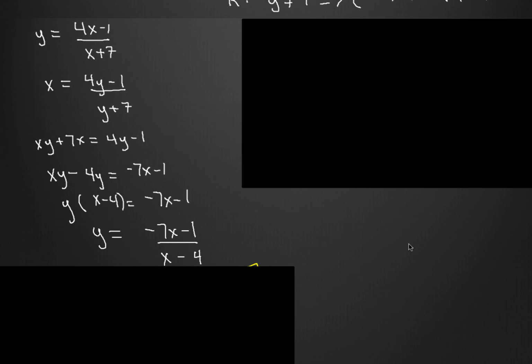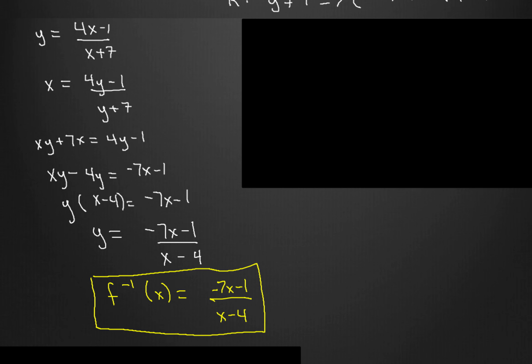But I'm not done. This is a common mistake a lot of people make. They'll just leave it at that and say, okay, y equals blah, blah, blah is the inverse. Don't do that because that's wrong. You have to do one more piece, and that is write it using correct notation. And that notation is going to be f inverse of x equals negative 7x minus 1 over the quantity x minus 4. So make sure that you take it to that last step.